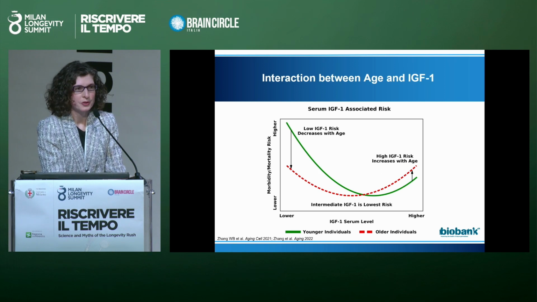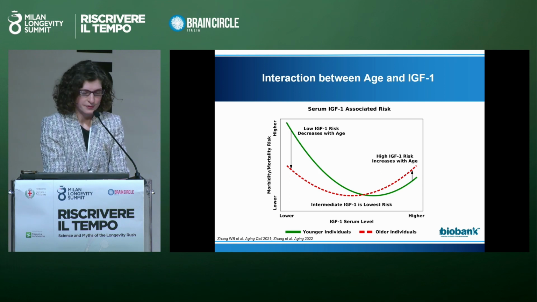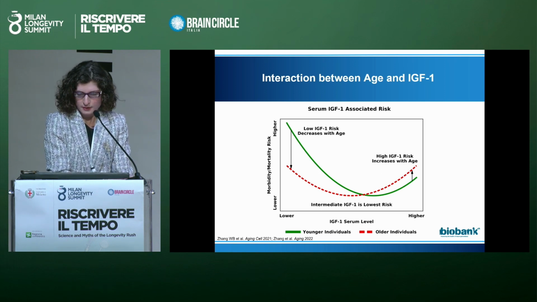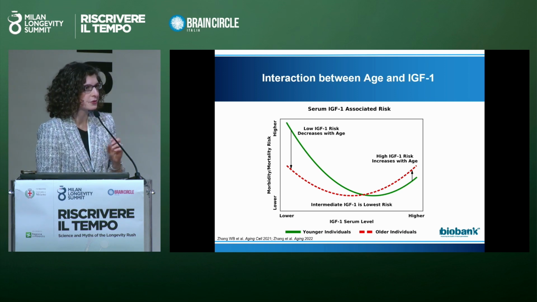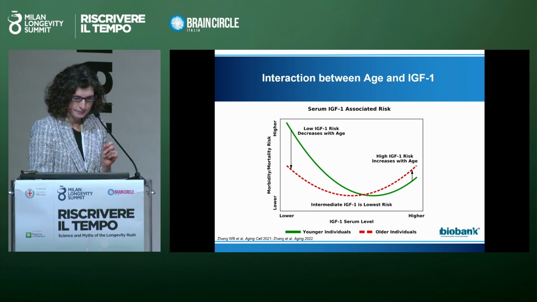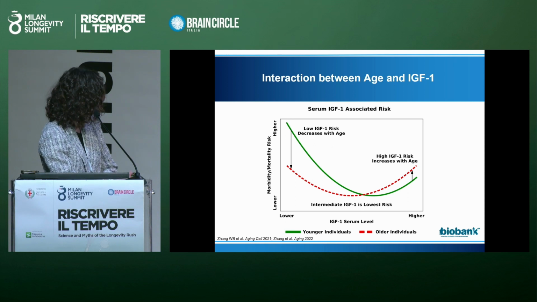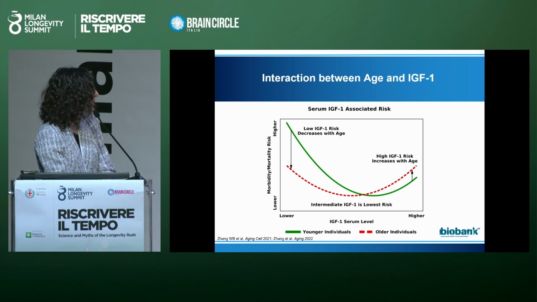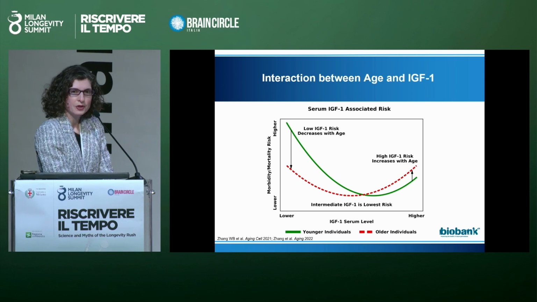And this is a cohort from the UK Biobank, so from the United Kingdom. And I will walk through this figure to explain to you what we found. So when we look on the left side of the curve, these are people with low growth hormone levels. And we have two curves. We have a curve for the young, that's the green, and a curve for the older people, that's in red.